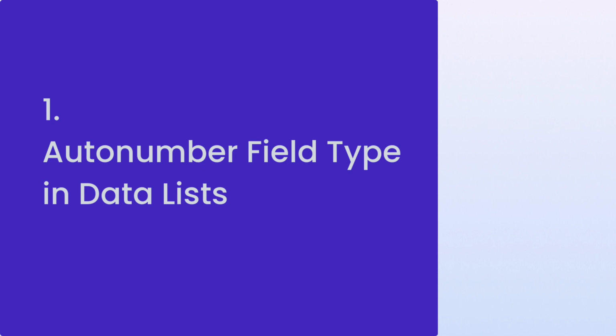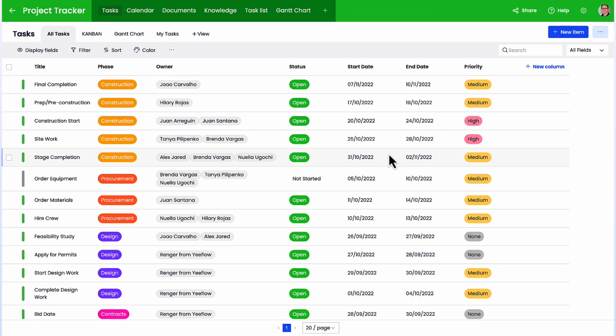First up, we've introduced a brand new field type in our data list component, the Autonumber field. This innovative feature is designed to make your data management seamless and more efficient.